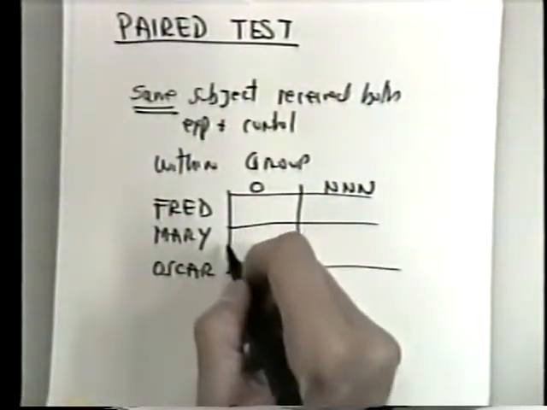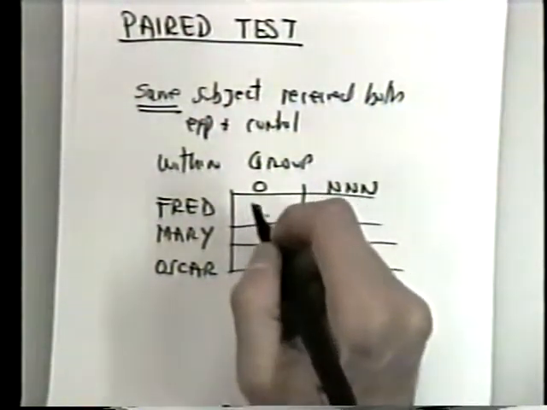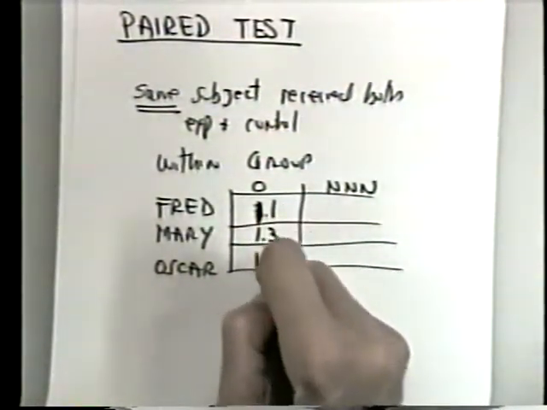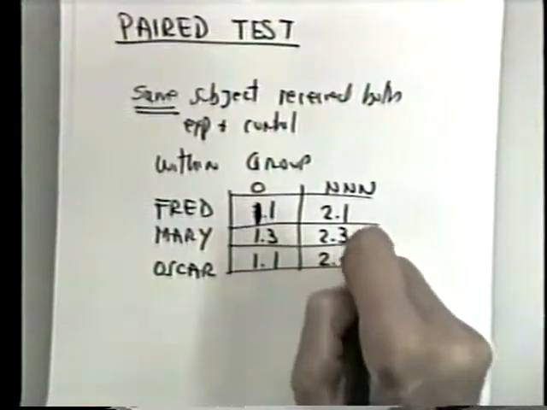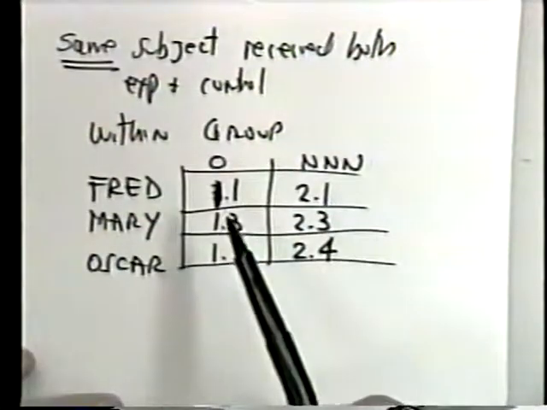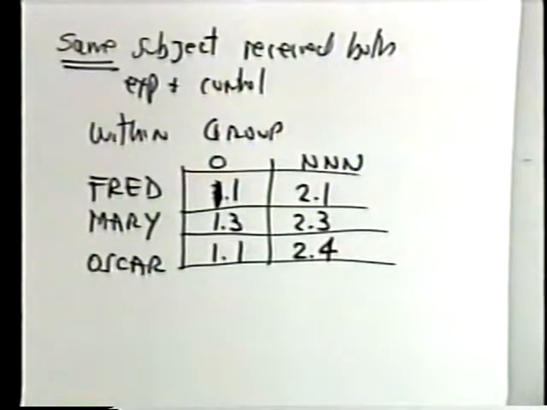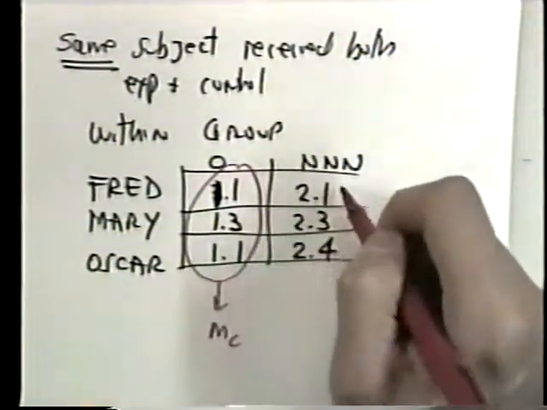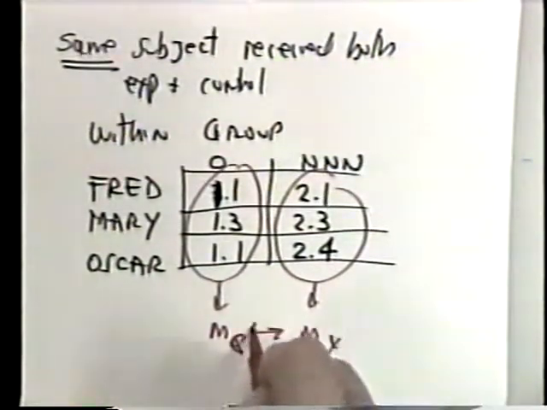So let's say the reaction times were 1.1, 1.3, 1.1, and with the Guinness, 2.1, 2.3, 2.4. So everyone is slower when they're wasted. Now, one way we could analyze this data is we could do all of these data together and get some statistic, and do all these data together and get some statistic. So this is control, and then compare them.